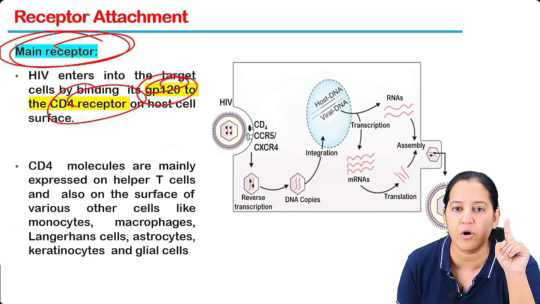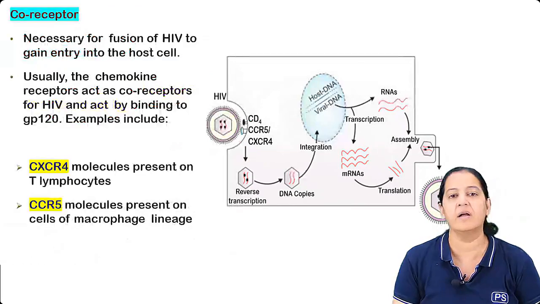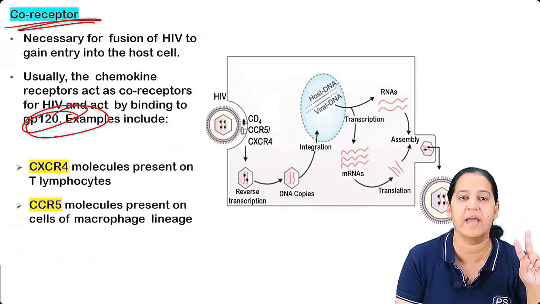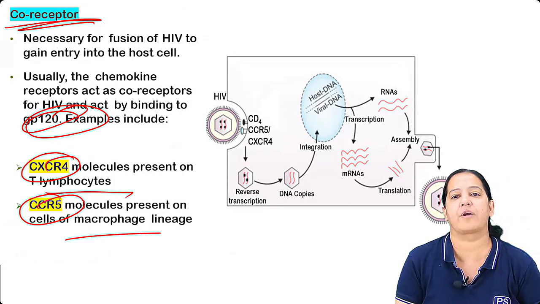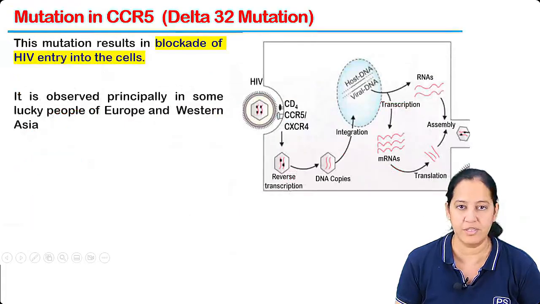See the same, not very clearly seen. CD4 of the host and GP120 of the virus. This is main. And co-receptor. I told you here again GP120, but either CXCR4 or CCR5, depending on T lymphocyte or macrophage. You can see CCR5, CXCR4. Say yes, people. Got it?